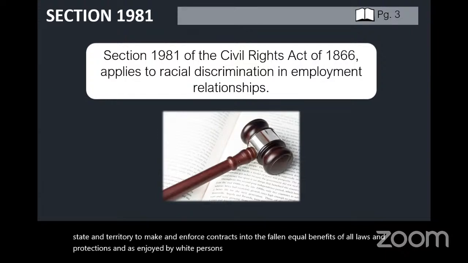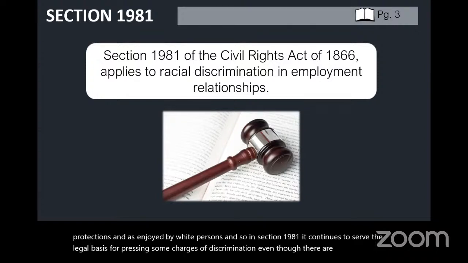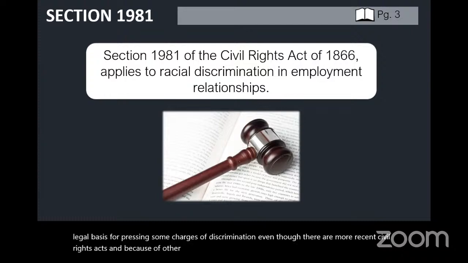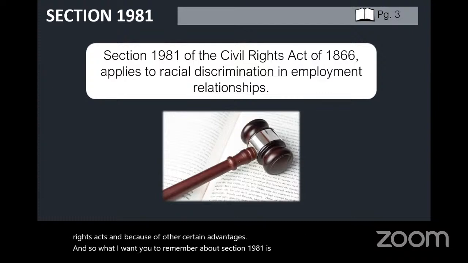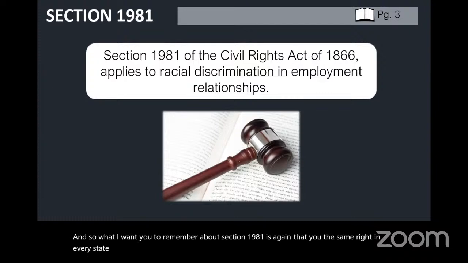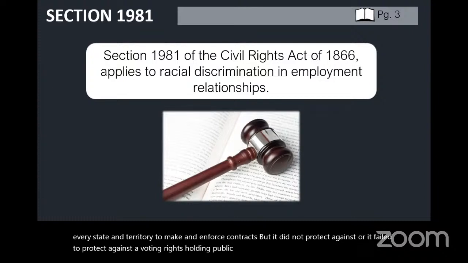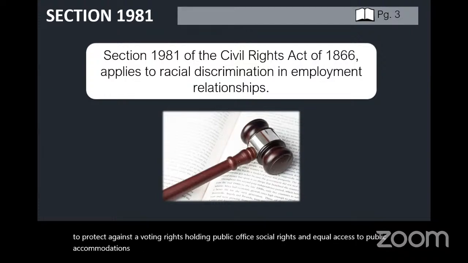And so section 1981 continues to serve as the legal basis for pressing some charges of discrimination, even though there are more recent civil rights acts, because of certain advantages. What I want you to remember about section 1981 is the same right in every state and territory to make and enforce contracts, but it failed to protect against voting rights, holding public office, social rights, and equal access to public accommodations. So again, we are advancing forward, but there are still some restrictions when we think about equality for all.